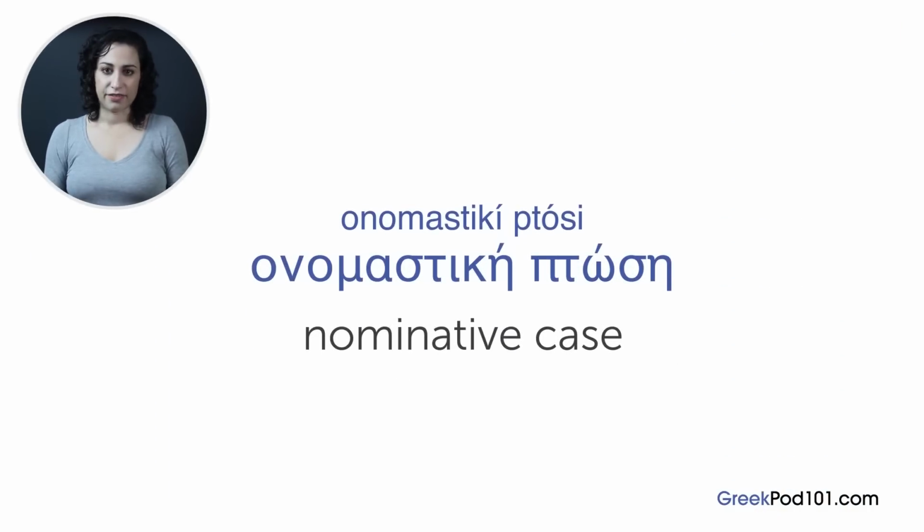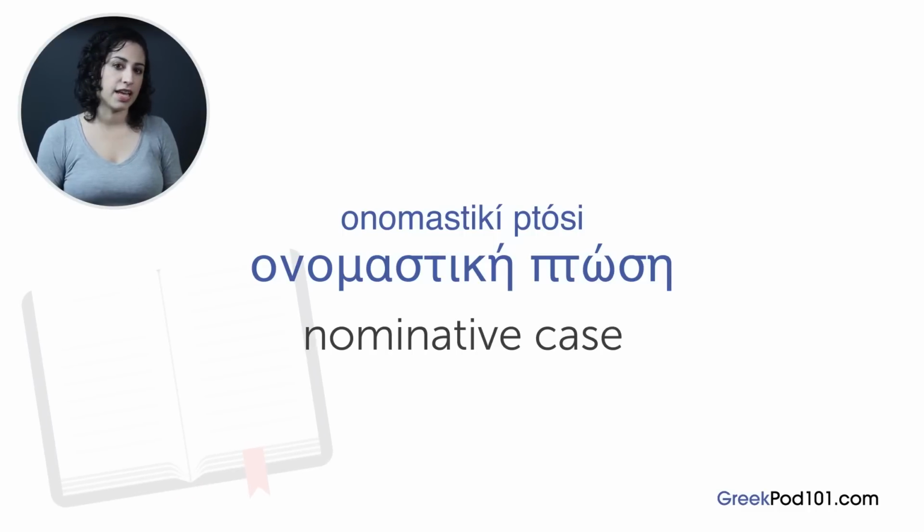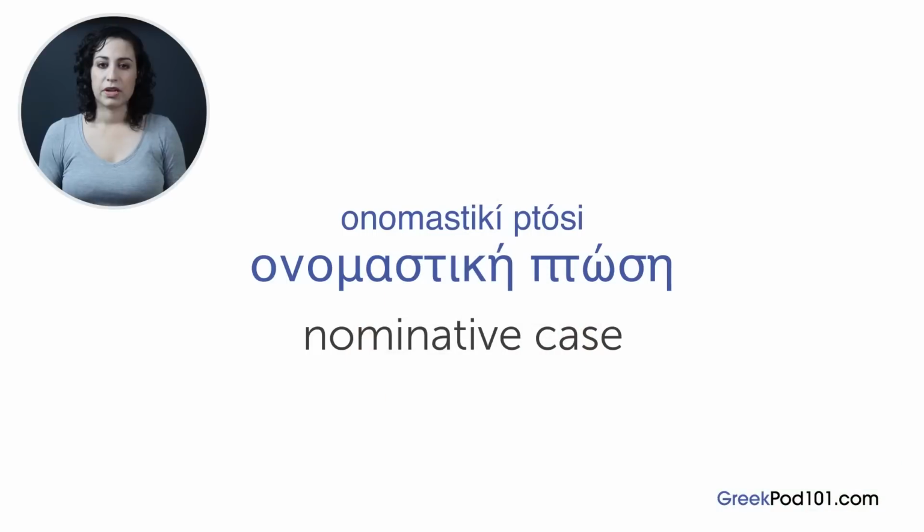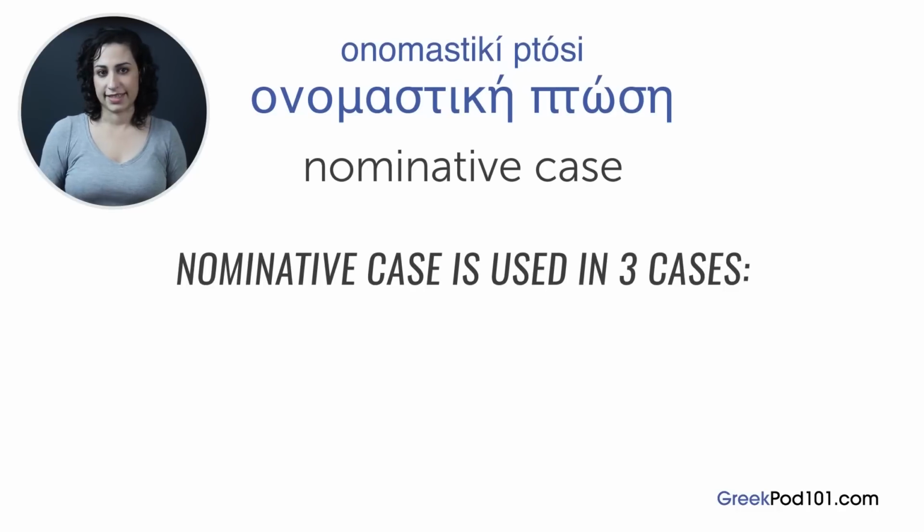In everyday life, we see the nominative case, or ονομαστική πτώση in Greek, being used in dictionary and encyclopedia entries, listed items, and city names on street signs. But grammatically speaking, the nominative case in speech is used in three cases.